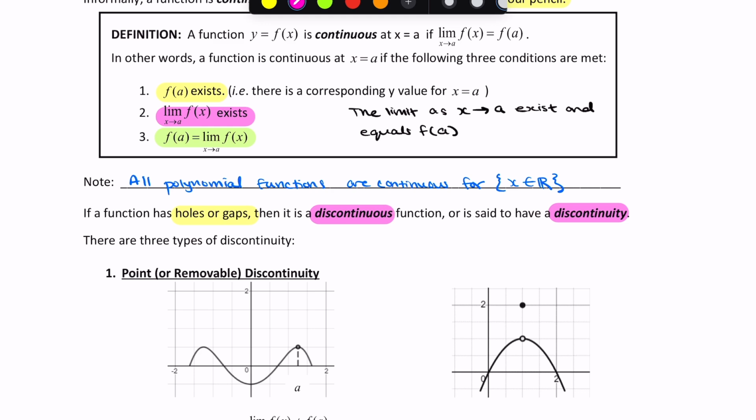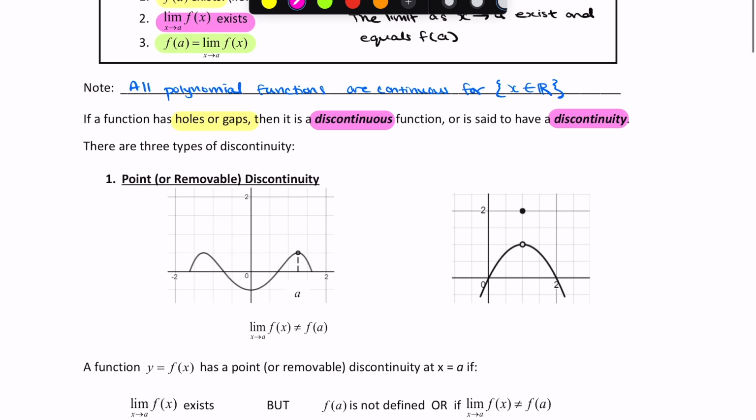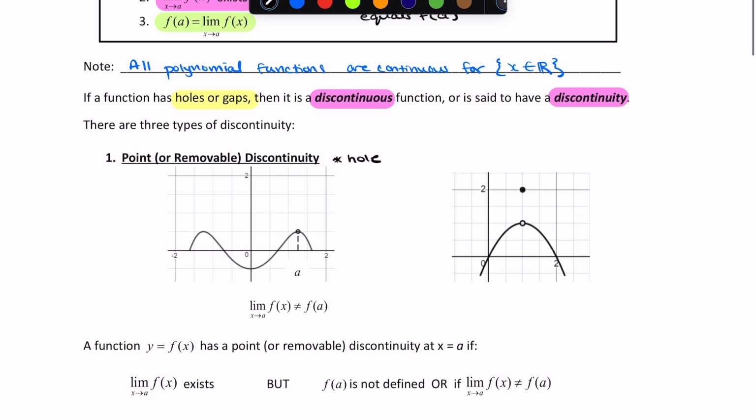There are three types of discontinuity that we'll look at. Number one is a point or removable discontinuity, and that's commonly seen as a hole. We see in here there's a hole at x equals a. And again, the limit as x approaches a of f of x cannot equal f of a.